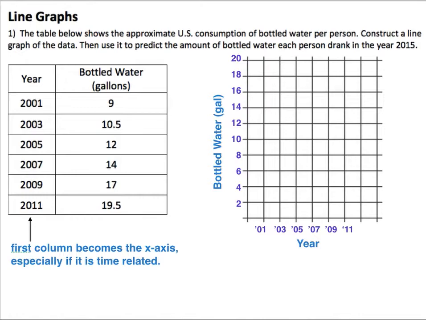Now notice how in this chart of bottled water, the largest number is 19.5. 19.5 isn't going to fit on the graph if you're counting by ones. It's going to be way above the graph to get to 19.5. So instead of counting by ones, you're going to count by twos, and you're going to show that by labeling the grid marks 2, 4, 6, 8, and so on. And that will make it so you'll be able to graph 19.5.